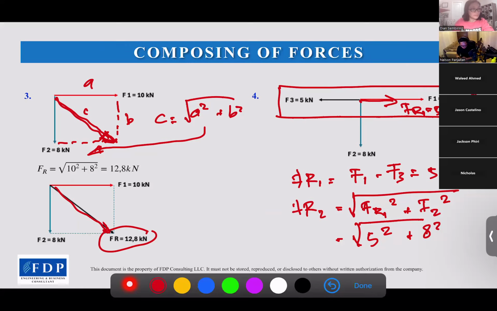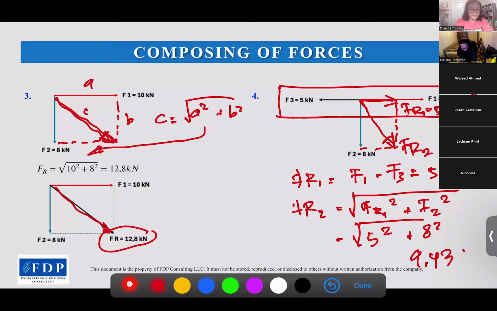Five square plus 8, 6.2. Yeah, it's 9.43. And the direction will be: we will make an imaginary line here, make an imaginary line here, and then put the line here. This is the combined force from these three forces, like that.